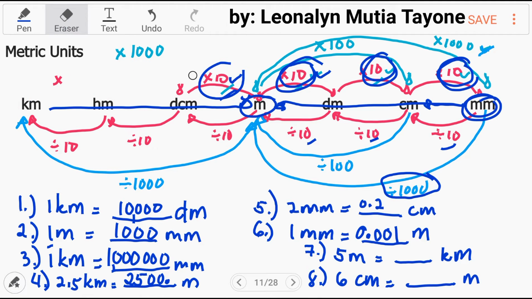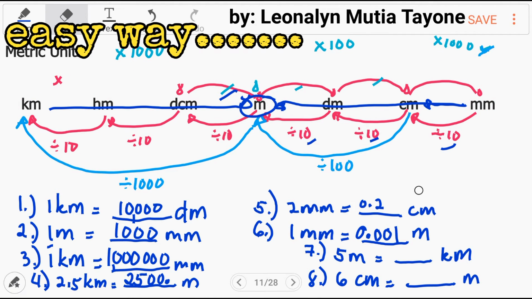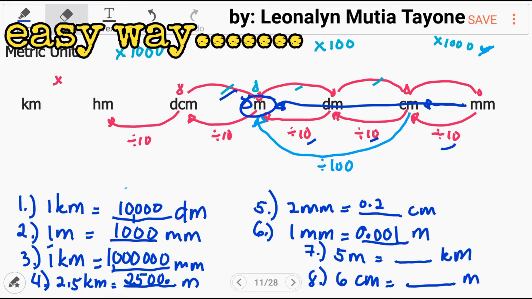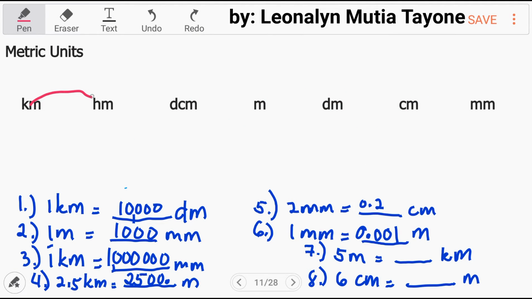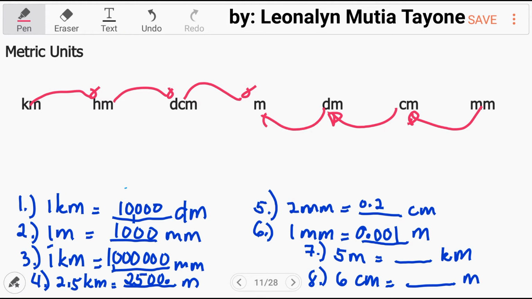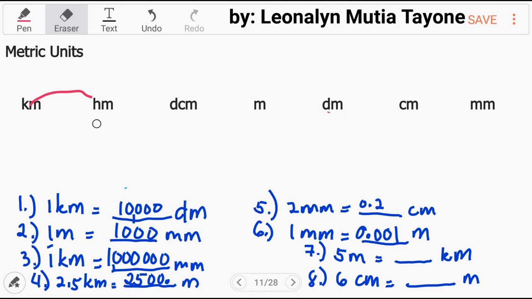Balikan natin ito at i-delete na natin to. Another way of solving this. Remember yung times 10 natin. At huwag kalimutan yung divided by 10 naman natin kung pabalik. Huwag nyo yung kalimutan.